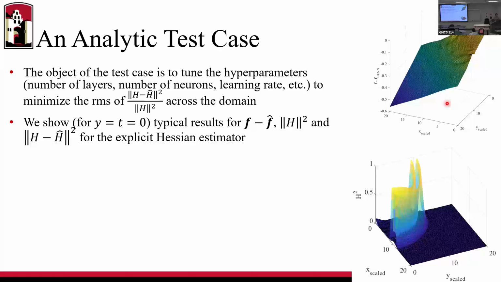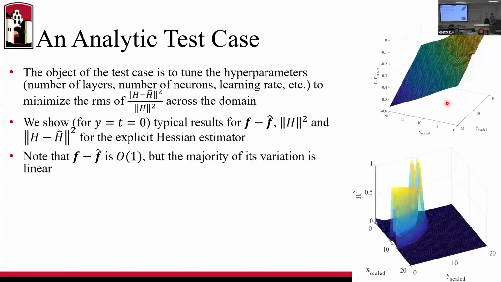Okay, so here we show, for z and t, typical results for the difference between the true function and the neural network function, and as well we show the amplitude square of the Hessian and the amplitude square of the difference between the true Hessian and the neural network Hessian. So the neural network is performing quite well, and it's minimizing the Hessian as it should. Now here, as I said, we should notice that the function difference is on the order of 1 for the newly proposed loss, but since the majority of this variation is linear, it does not matter.